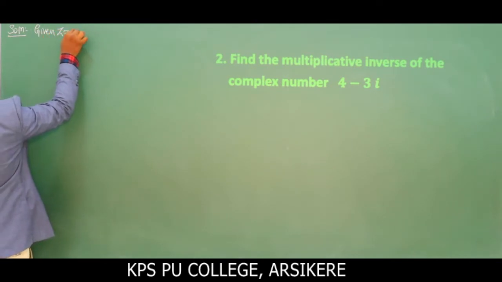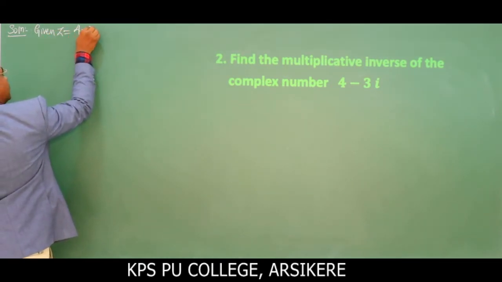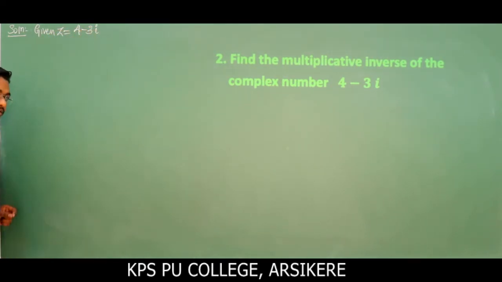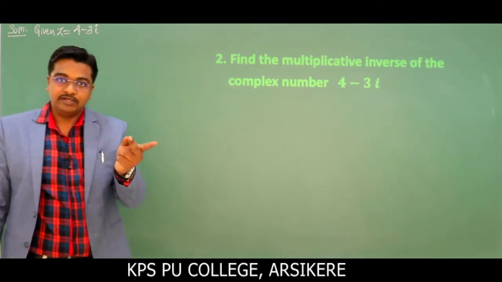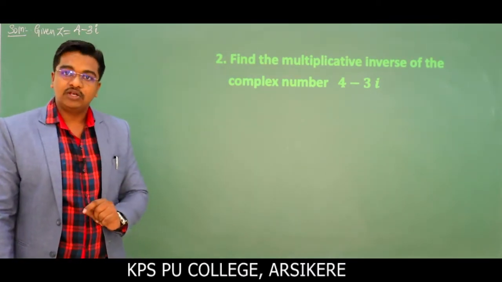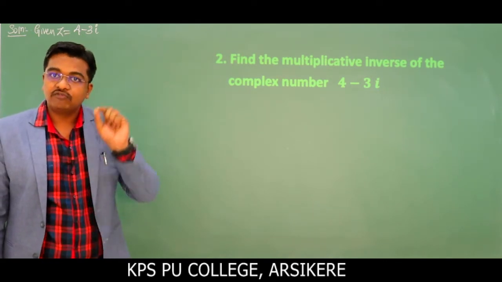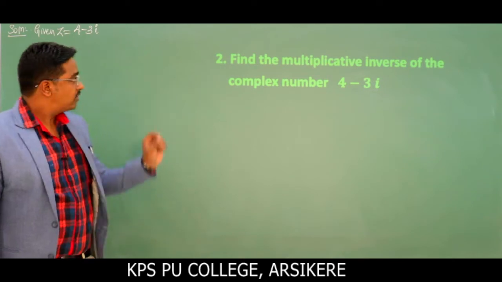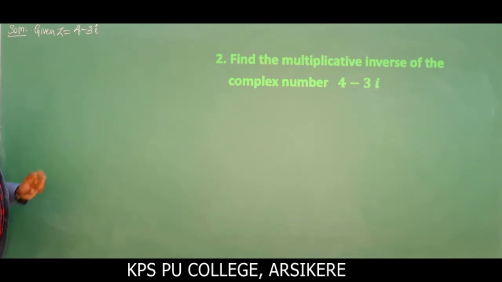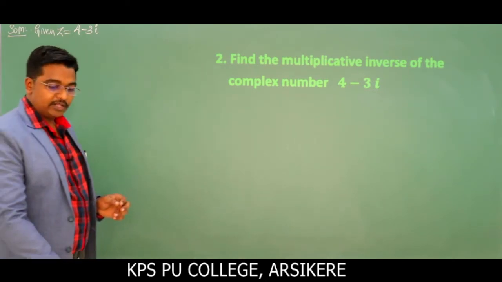Given z is equal to 4 minus 3i. So we will solve by both the methods, method 1 as well as method 2. Which method is convenient for you, you can follow that method. Clear? Okay, I will solve this problem by both methods, method 1 as well as method 2.